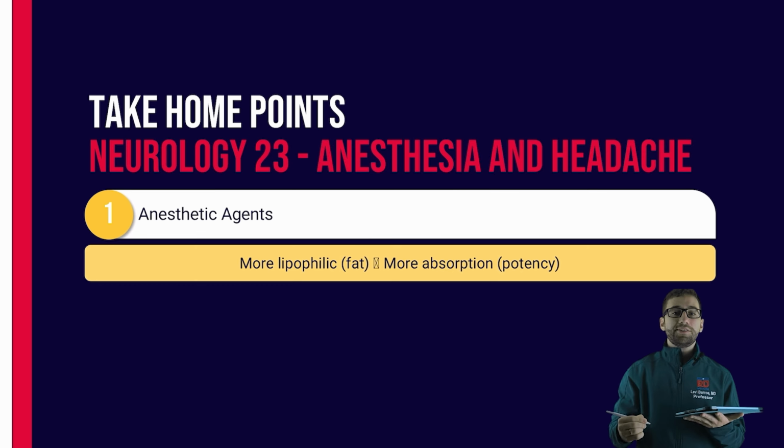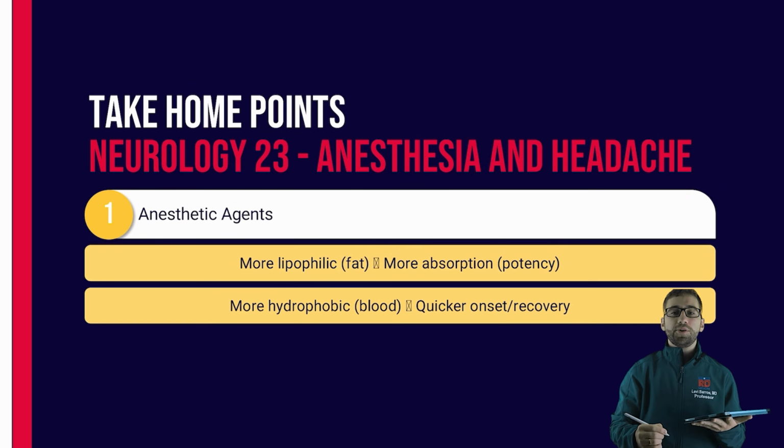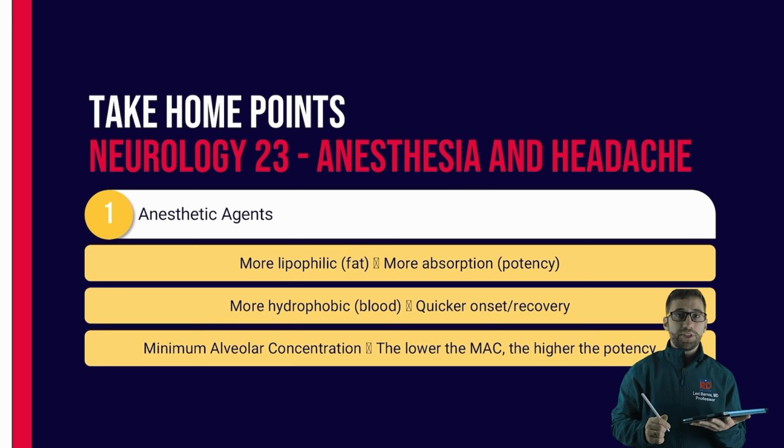More lipophilic agents are more potent because they are absorbed better into the fat tissues. More hydrophobic agents have a quicker onset and recovery because they are absorbed faster into the blood. The minimum alveolar concentration, or MAC, is a measure of potency. The lower the MAC, the higher the potency of an inhaled anesthetic.